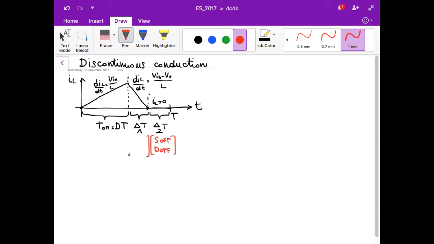Of course, here instead we have switch on and diode off. Just for completeness of information, during T on, by definition, the switch is on, and if you remember correctly, the diode is also off. So these are the three situations that we have.